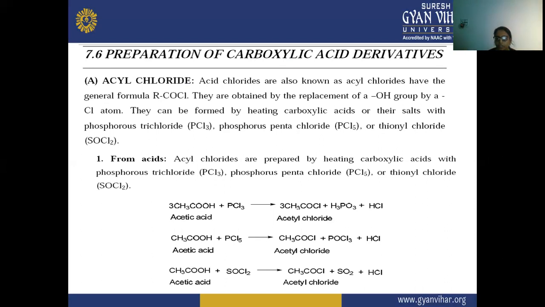Here, acetic acid, the carboxylic acid, is reacted with PCl3, and acetyl chloride plus H3PO3, phosphorous acid, is formed here, plus HCl.